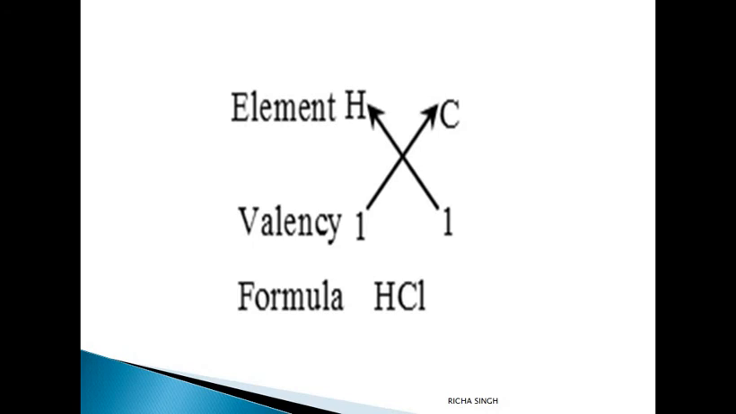Let's see how I will write the formula of hydrochloric acid. Elements combining are H and Cl. Okay. H has a valency of +1, Cl has a valency of -1. Interchange of valency, 1 we won't write. The formula will be HCl.